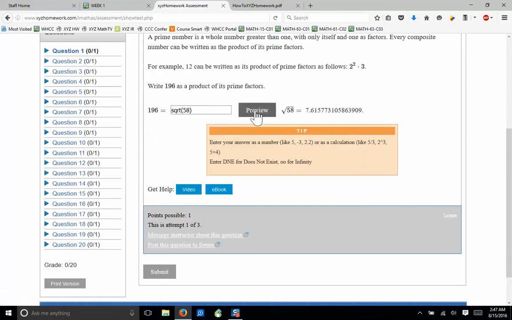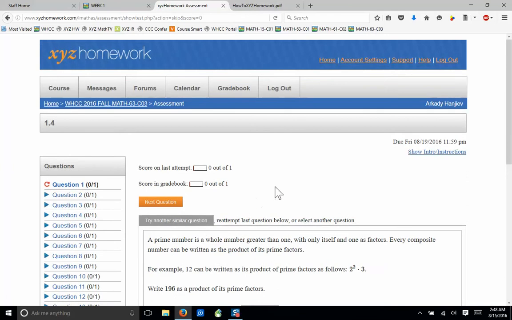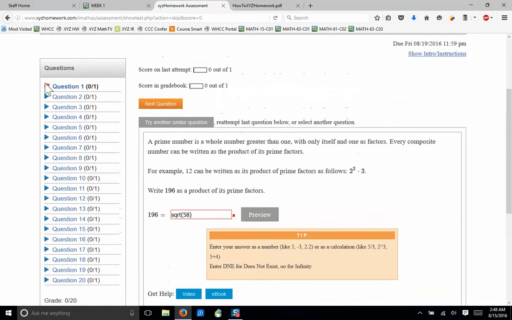All right, and you can click preview and it'll give you at least decimal approximations here. Okay, and then you could submit. Of course, this is going to be wrong. And if it's wrong, you're going to have this little thing that says you need to redo this. You can keep on going to the next question.